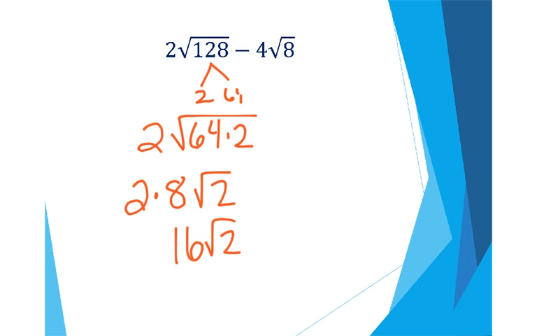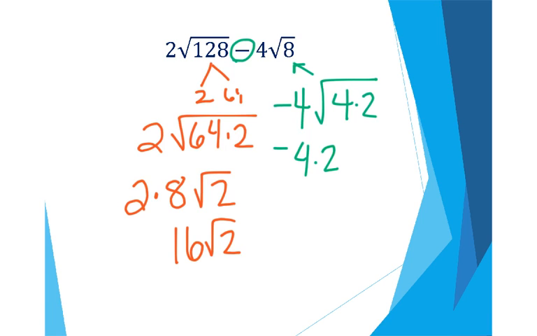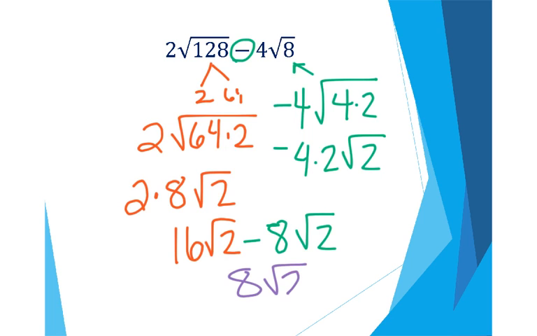Now on this other radical, I've got square root of 8. Well, that's not simplified anyway, and in the end I would have to simplify it anyway. So I would have to say minus, don't forget that you've got a negative sign there, 4 times the square root of 8, that's the square root of 4 times 2, so take the square root of 4, which is 2. And so I'm going to have this. So now the radicands are the same, and I can say 16 square root 2 minus 8 square root 2 is 8 square root 2.